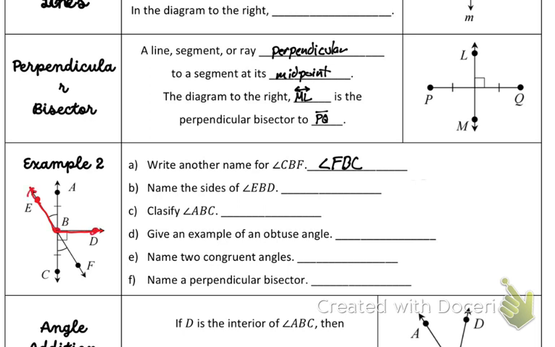Now remember, the sides are going to be the rays that comprise it. Your rays are always going to start at the vertex and go out. So I have ray BD and I have ray BE. Those are the only ones that are correct. Those should be the only ones you have on there. So BD with a ray above it and BE are the only correct answers.